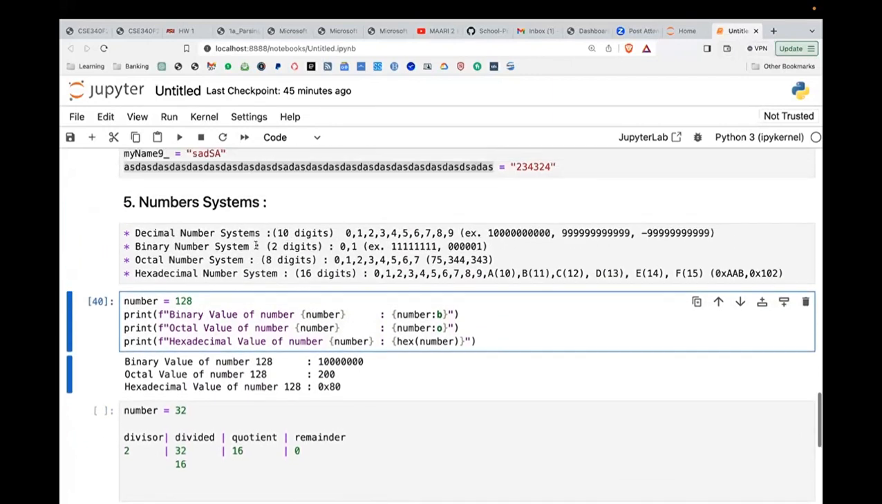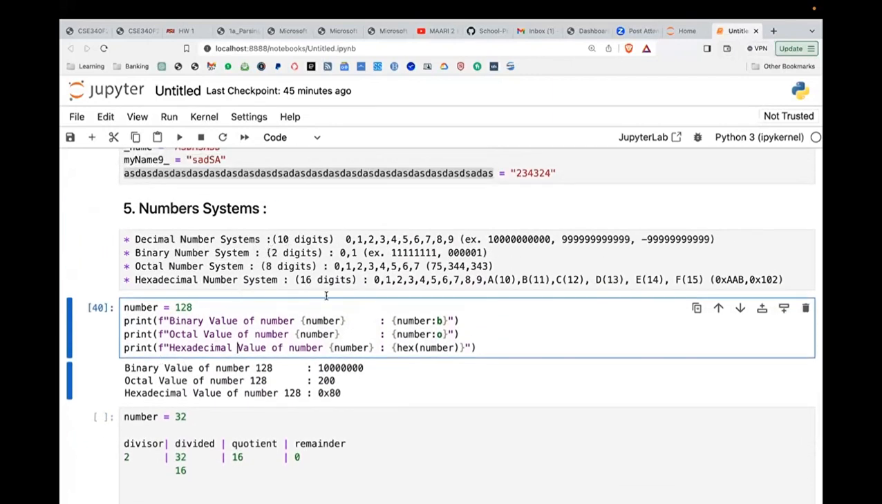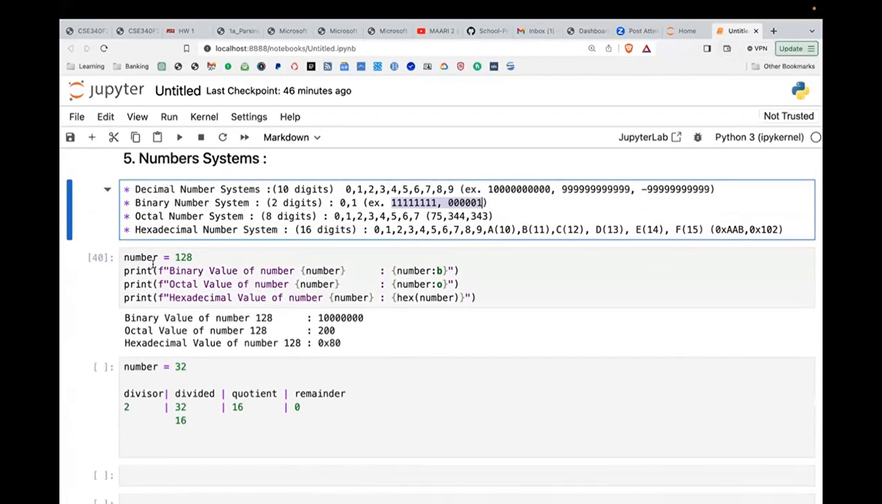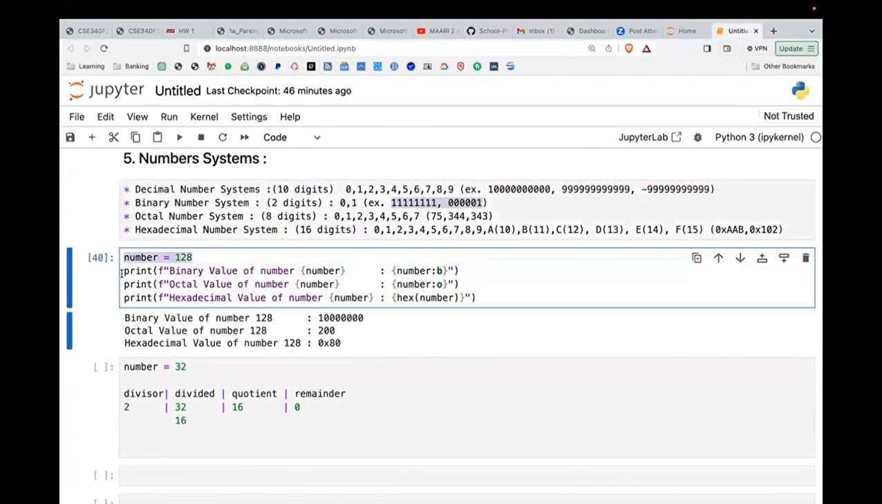So this is just for the number system. In computer science, values are always saved in binary. I told you how the decimal number system can be represented in three other number systems: binary, octal and hexadecimal. The same value can be represented in this way.